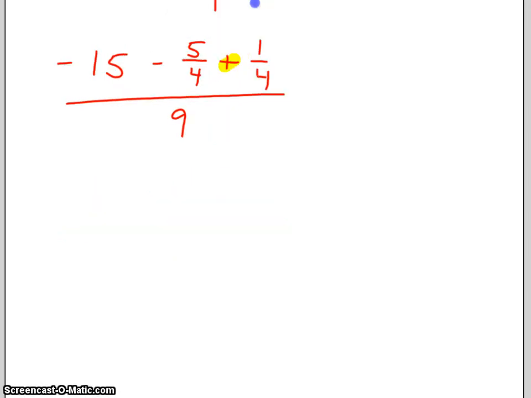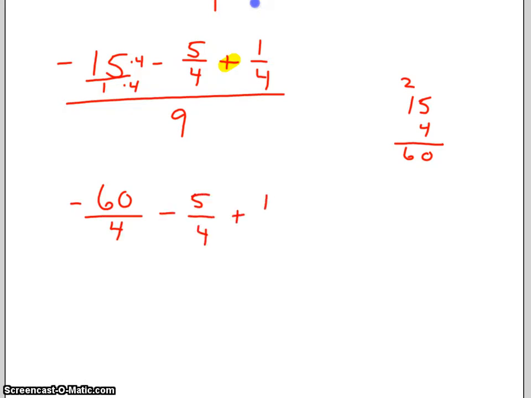All right. Now, let's change all these to fractions. So I need a common denominator. We're going to call this 15 over 1. So we need to multiply this by 4 and this by 4. So let's see what 15 times 4 is. 15 times 4, 5 times 4 is 20. 60. So this becomes negative 60 fourths minus 5 fourths plus 1/4 all over 9.